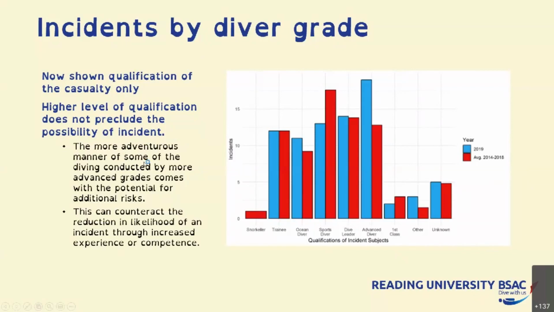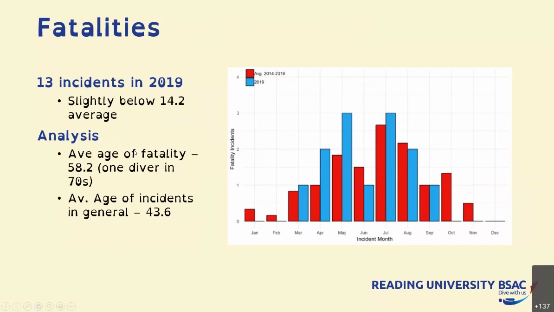Now we get onto the tougher side of things in the report, and for those of you who haven't read the BSAC incident report before, you might be surprised to see that there's a lot of detail that goes into the fatalities. Now, in 2019, there were 13 fatalities, unfortunately. So 13 people lost their lives through the course of diving. Now, in some respects, that's good news because it's slightly below the average, but obviously that's 13 people that aren't going home to their families, so it's a very serious thing that we want to cast a spotlight onto.